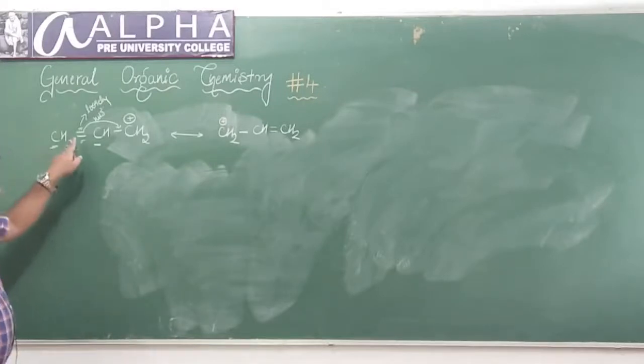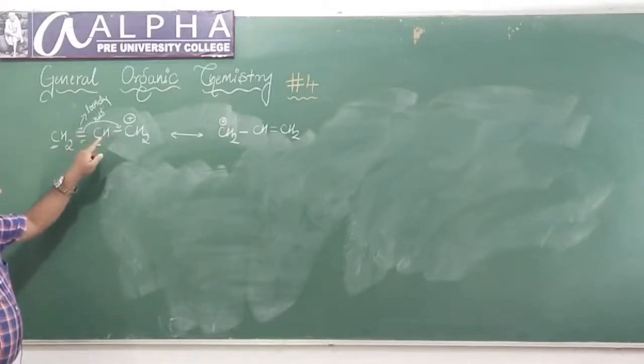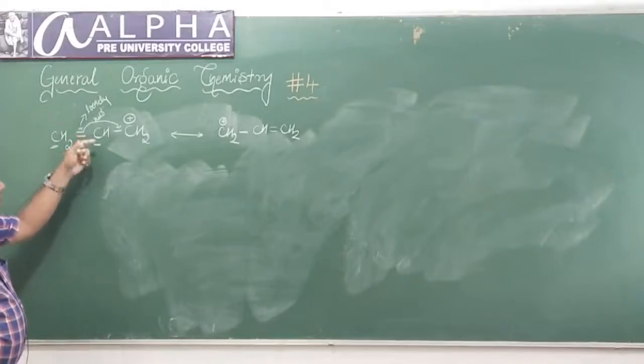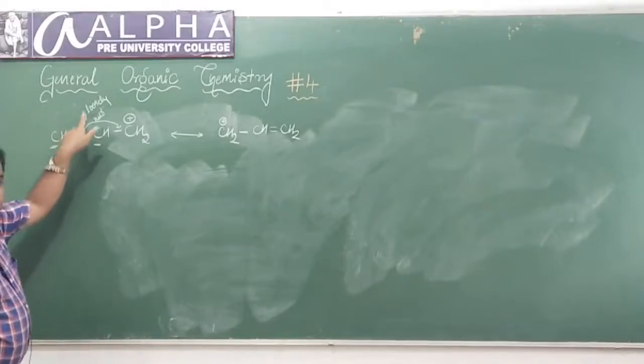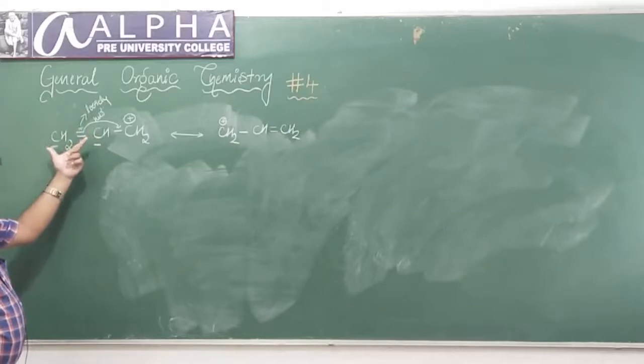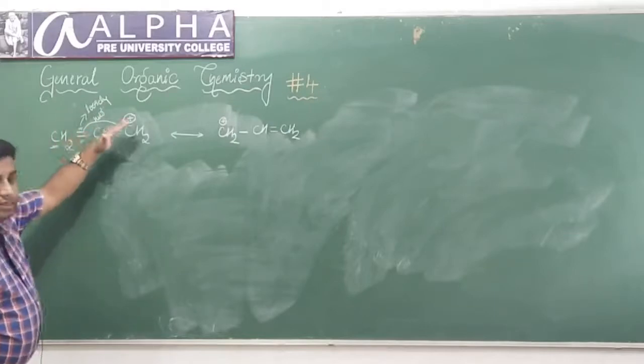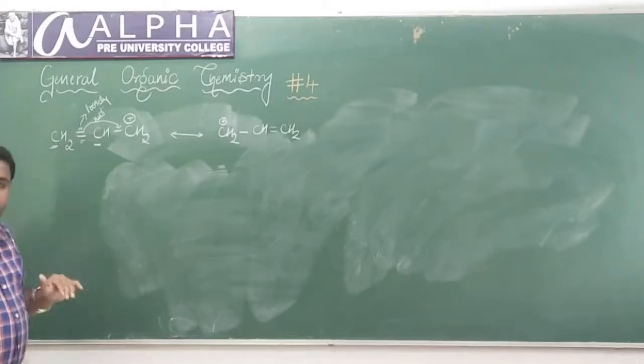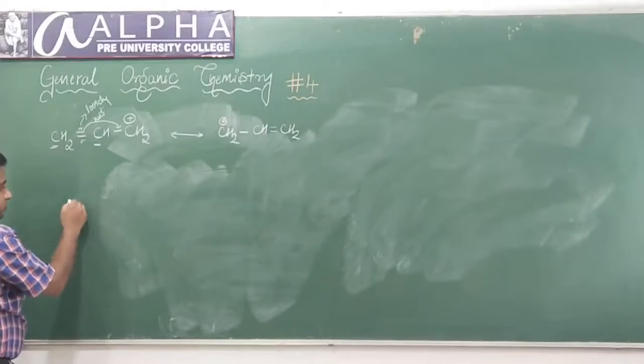Look at here. What is happening? Since the pi electrons are loosely held, they are being displaced from one carbon to another carbon. Are you able to understand my point? Now I'm going to consider one more example. See this example.